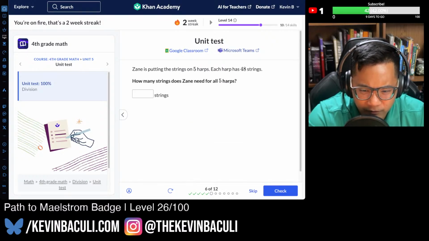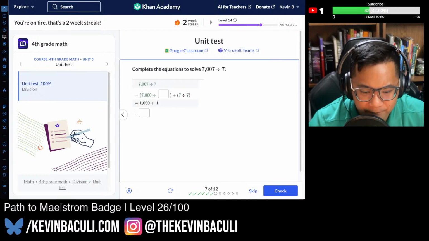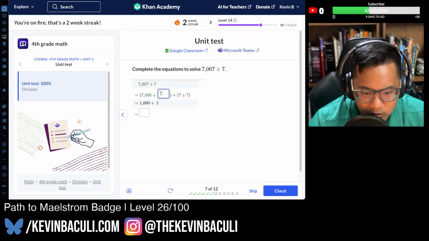Zane is putting strings on 5 harps. Each harp has 48 strings. How many strings does Zane need for all 5 harps? 240? 7,000 divided by 7, 1,001. Oops.